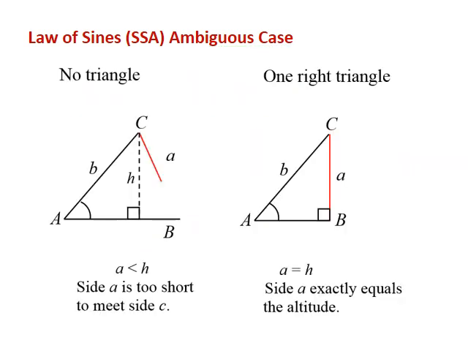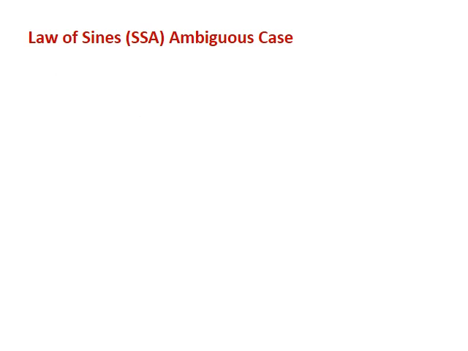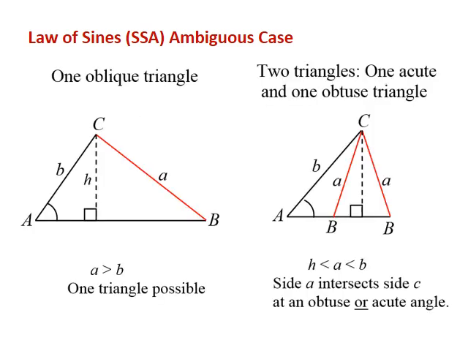And the way the book explains it is like this. Basically, side A might not be long enough to reach here, maybe it is, or in this case, maybe there are two possibilities for side A. All right, so read through it. It's helpful. Most books explain it this way, but I'm going to explain it a different way.